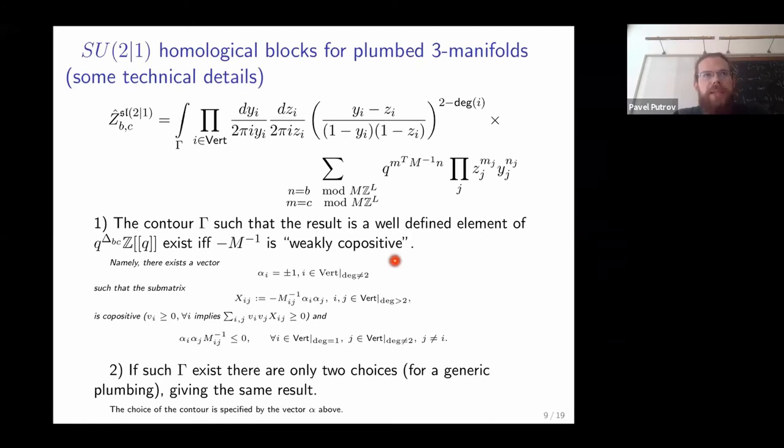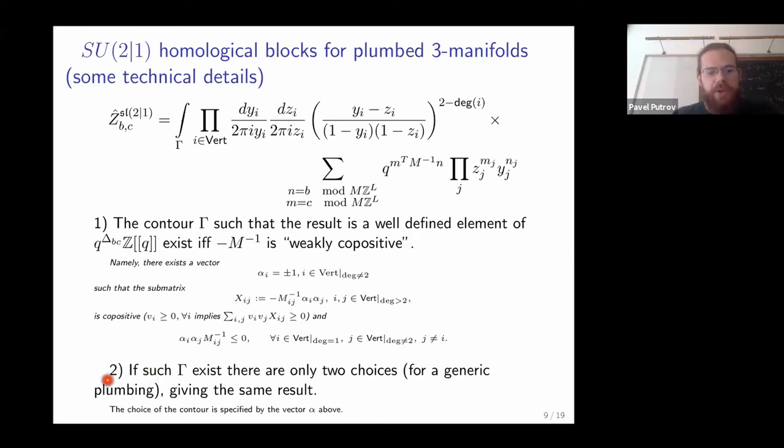So one can give a rather technical but very specific kind of algorithmic answer to this question, which I don't want to go into too much detail. But one can formulate as a condition on the existence of a contour that this minus M inverse matrix is what can be called weakly copositive. And so this is a bit different condition to this weak negativity condition, which we had for the ordinary algebras.